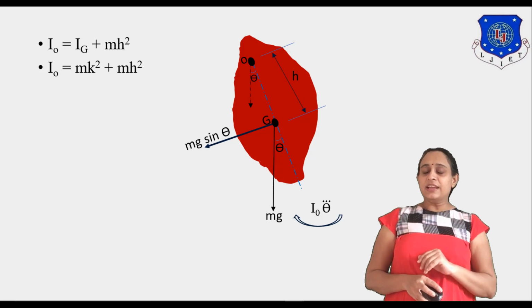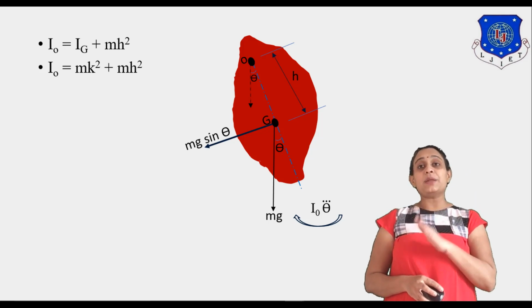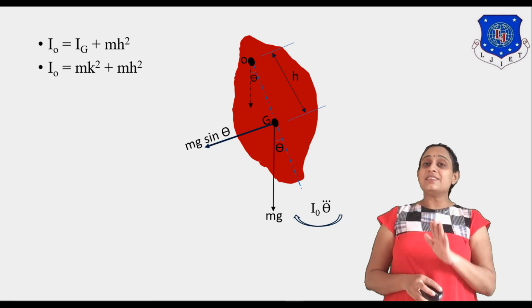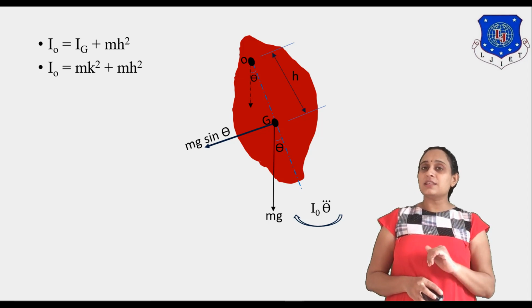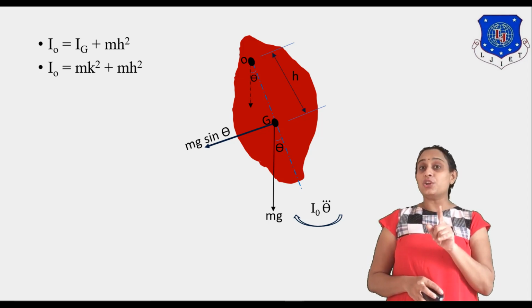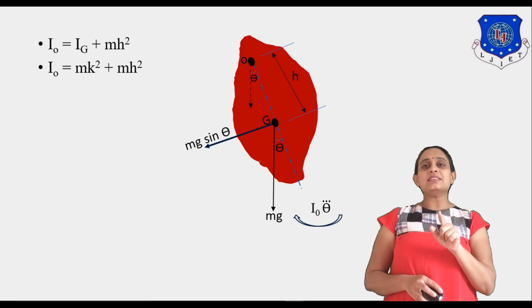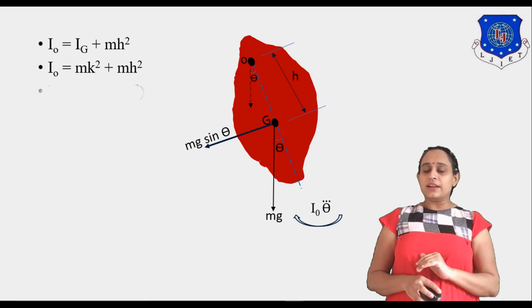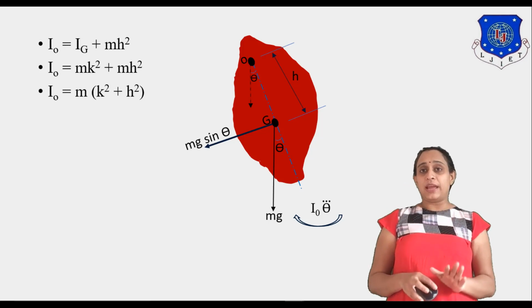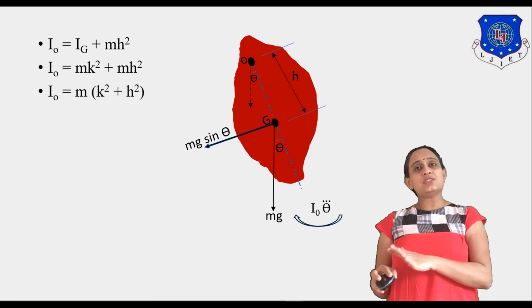Hence, we can write I0 is equal to m(k square plus h square). K is the radius of gyration in our case. It is not a spring stiffness. We are not using a spring in our case. So here, k is a radius of gyration, so we can write I0 is equal to m(k square plus h square).